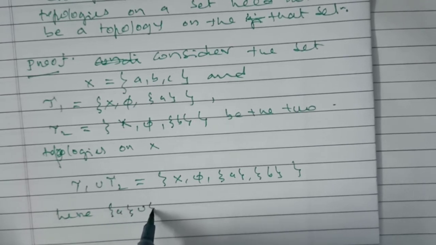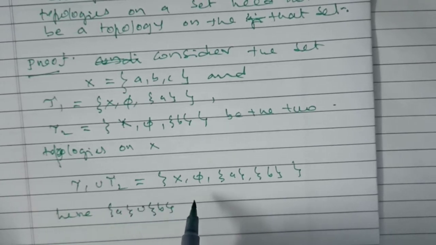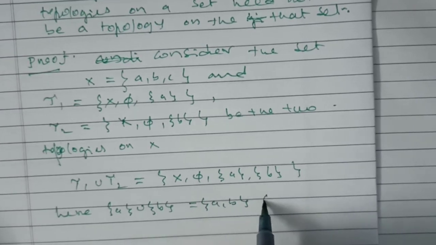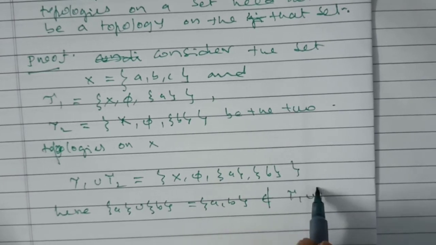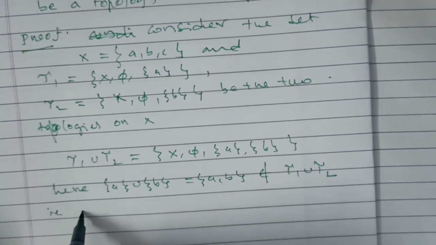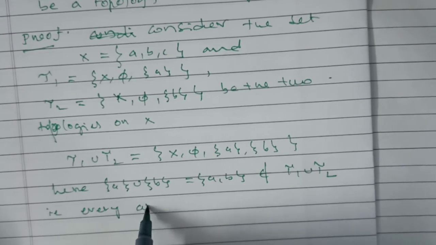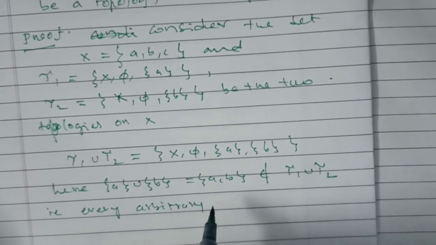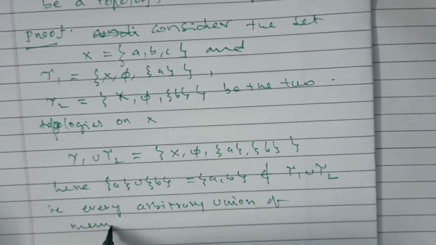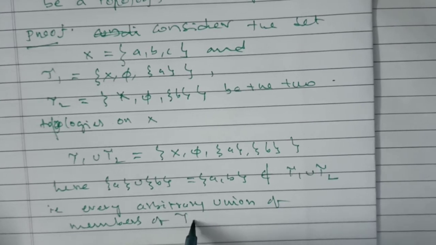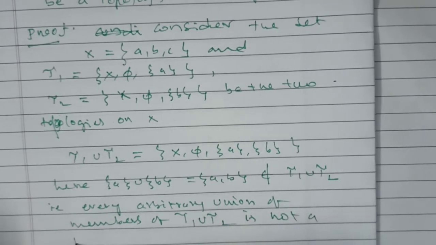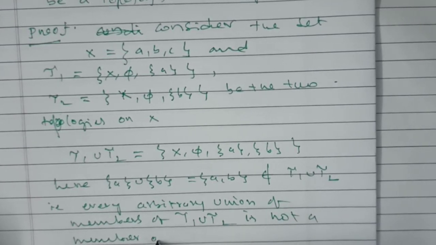The set of A union set of B, the third condition we are verifying, is equal to set of A, B, which does not belong to tau 1 union tau 2. That is a very arbitrary union of members of tau 1 union tau 2, which is not a member of tau 1 union tau 2.